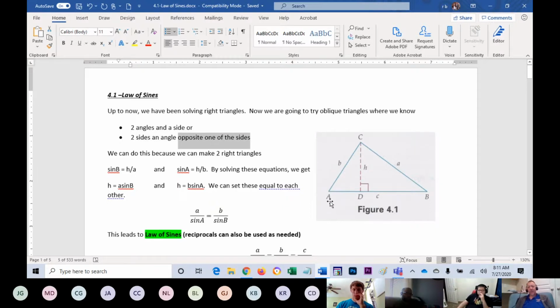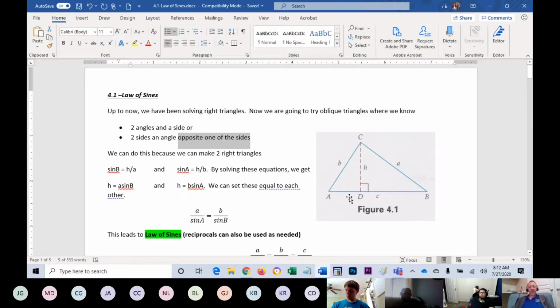I want to make sure that we have our labels down. If I have triangle ABC, capital A is going to represent angle A, capital B angle B, and capital C angle C. Then we can use lowercase letters for the side that's opposite. The side opposite angle B is lowercase b, the side opposite A is lowercase a, and the side opposite capital C is lowercase c. So c is going to represent this whole side here.